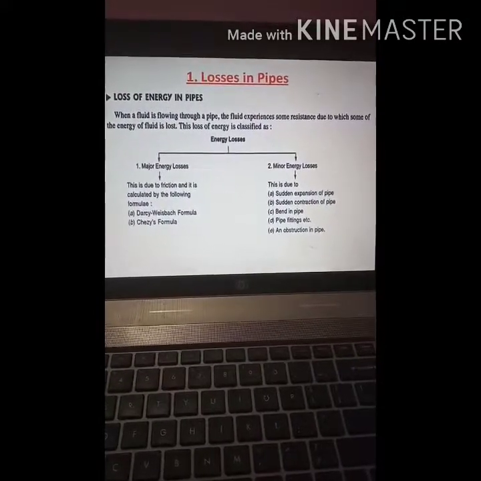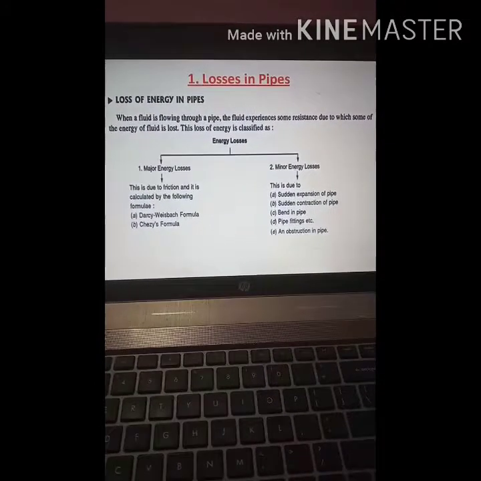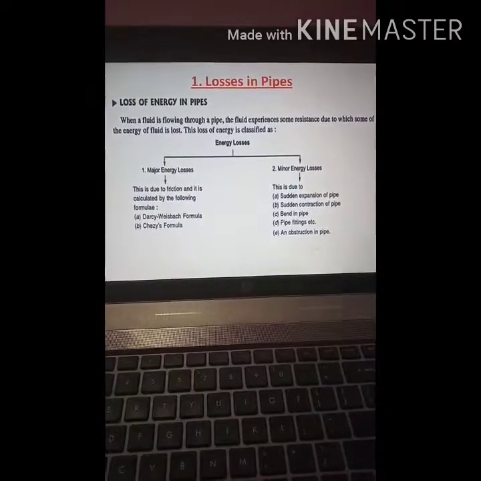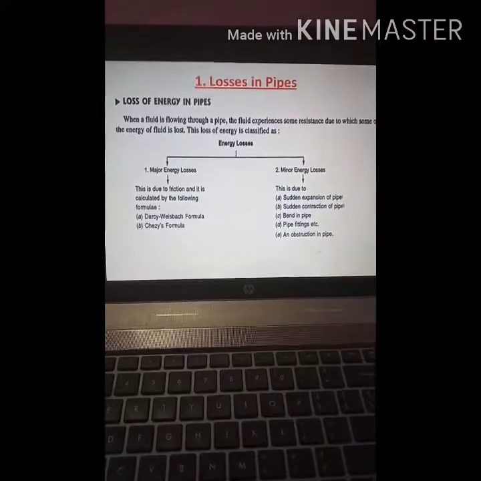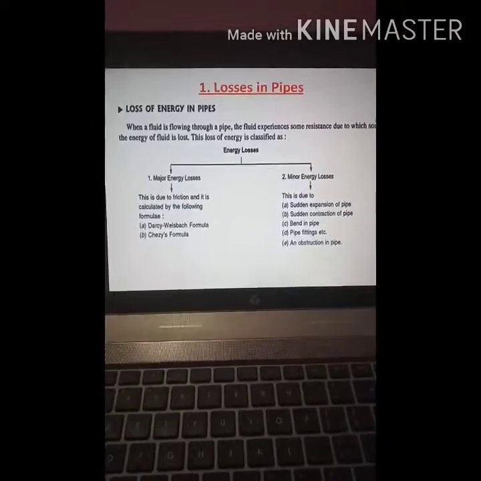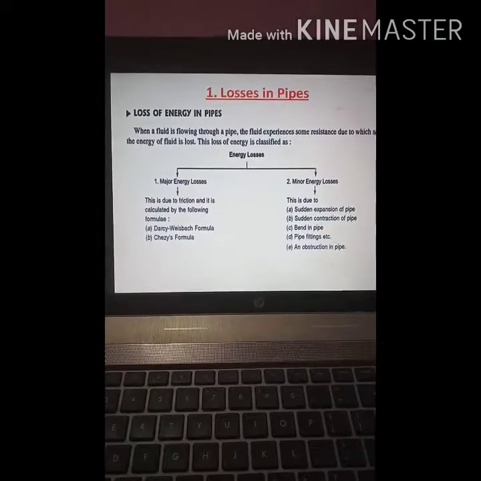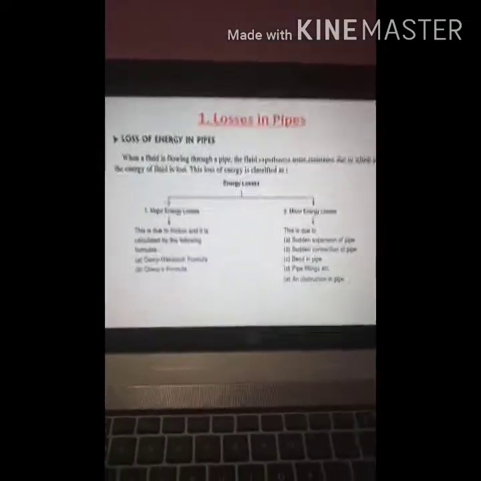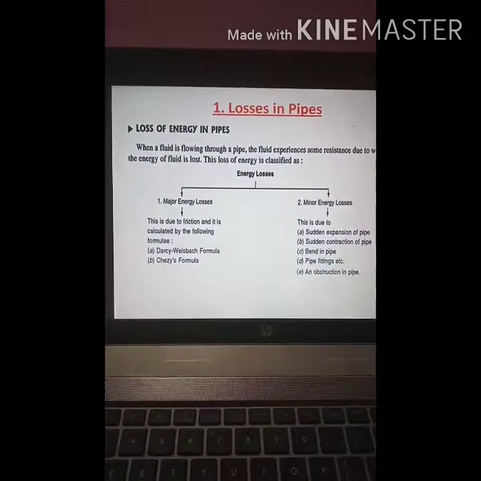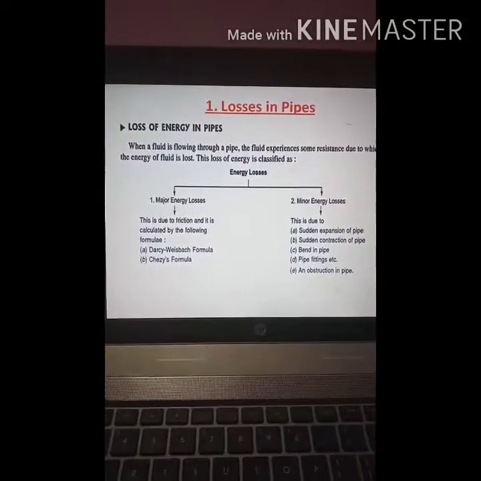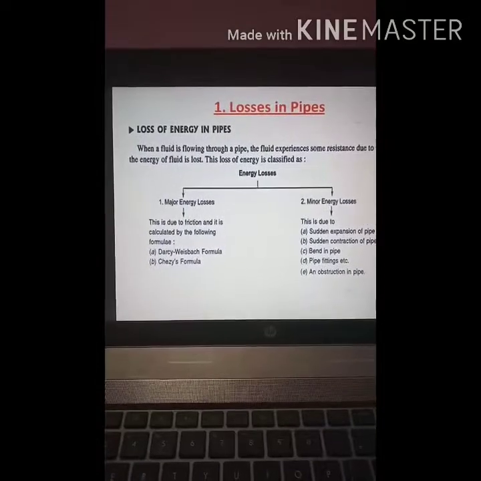So there are two types of loss. One is called a major loss and the other one is called a minor loss. What do you mean by major loss and what do you mean by minor loss? That we will see in this video in detail. Major energy loss is mainly because of friction. Friction is the major cause of the major energy loss. So the loss which is because of friction between the fluid layers as well as fluid and solid is called a major energy loss.